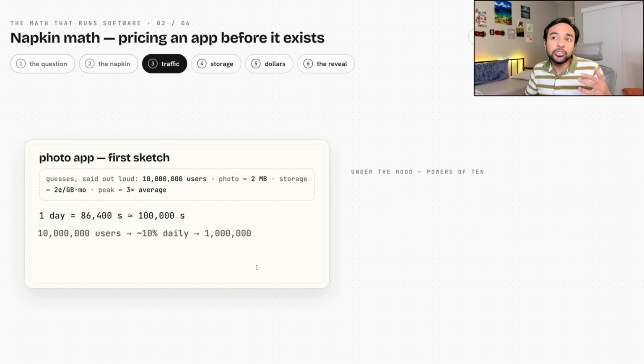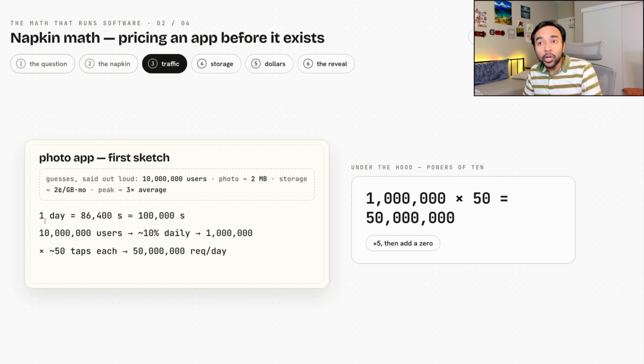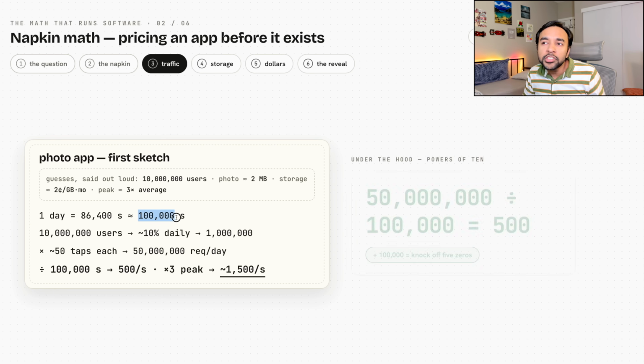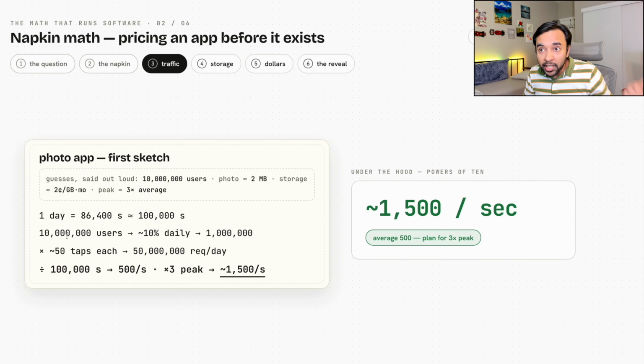You can actually start to write down all of the calculations to determine what it would take to make the app live. So you start thinking about the traffic that, okay, in a day, I'm going to have approximately 100,000 seconds. 10 million users, out of them 10% are active daily, that gives you 1 million users. They do 50 taps each, that means 50 million requests per day, and then you divide it by the number of seconds in a day. So that gives you an approximate of about 1500 requests per second.